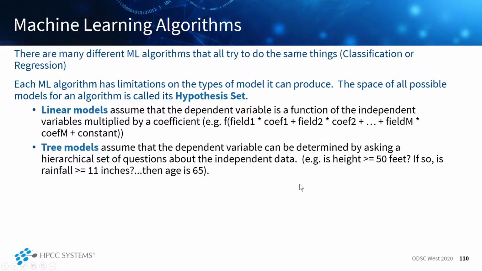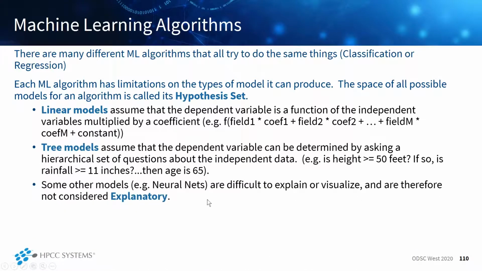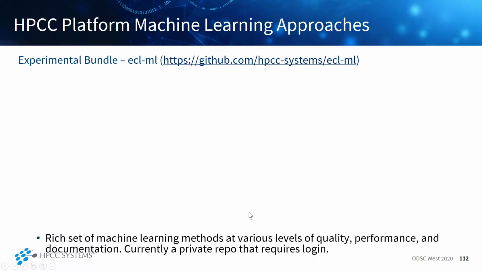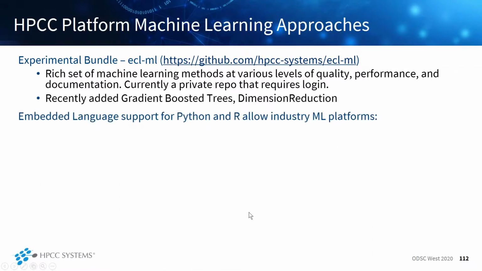This slide I'll go through real quickly. You have linear models, you have tree models, and then models that can't be explained. Other models are just not explanatory, so they're put into a different category. We have a bunch of bundles already ready, and I'm just going to go through these very quickly. We have an experimental repository that's a private repo that requires a login, of all of our new projects that we're working on. And by the way, gradient boosted trees is already done. I think dimension reduction is also imminent for release.